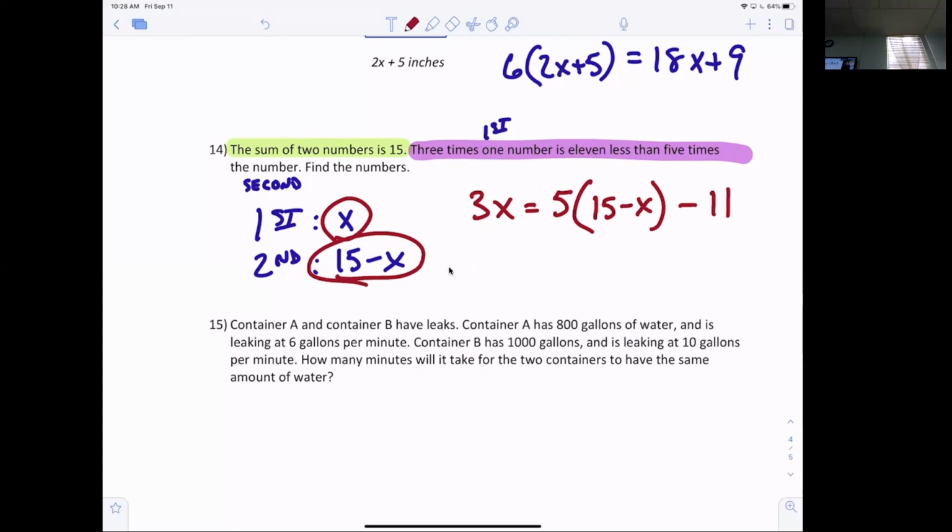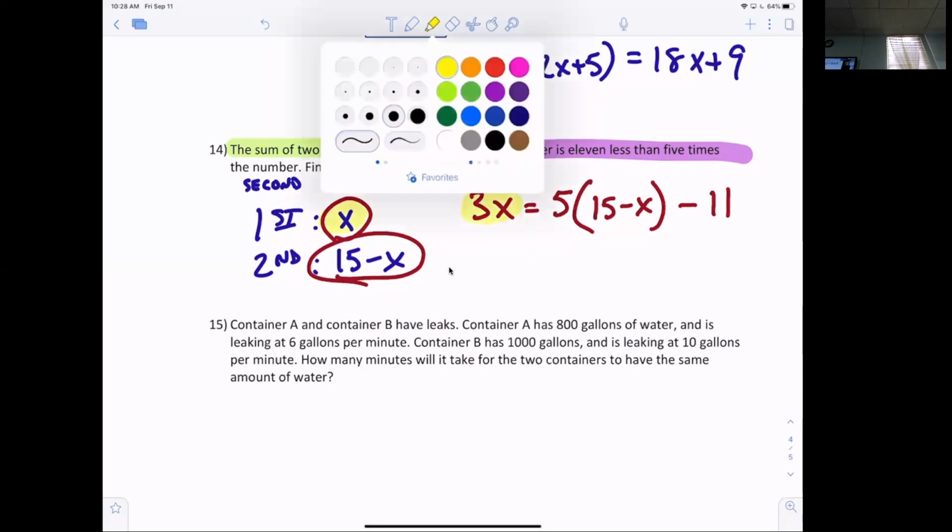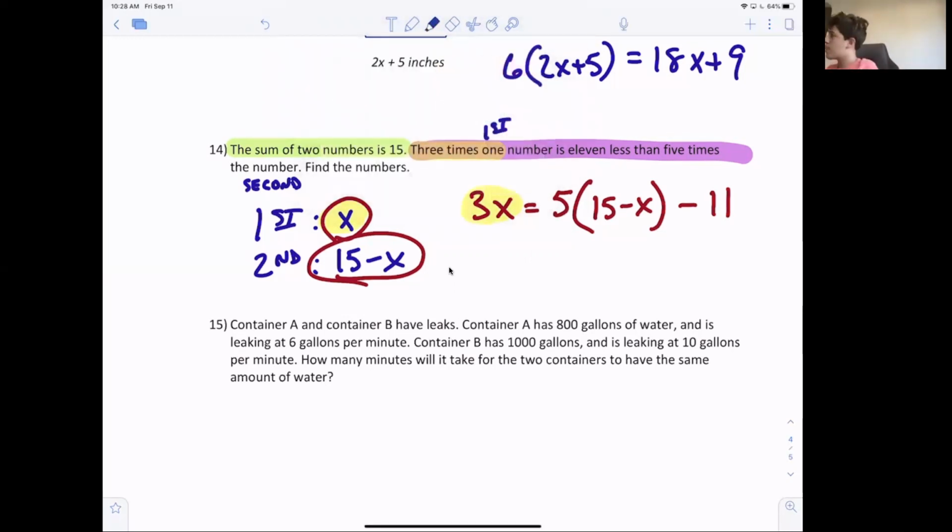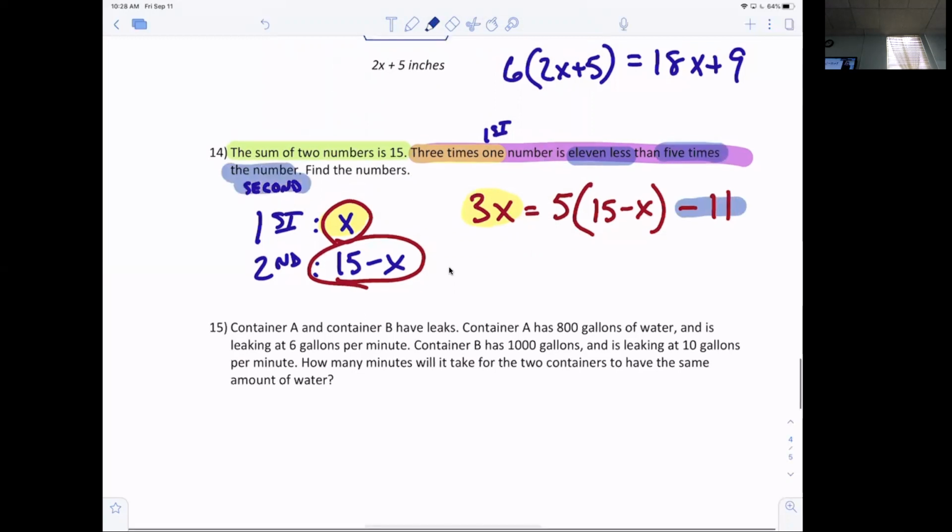I know that was tricky, so let's talk about it again. 3 times the first number, and the first number is x, so that'd be 3x. Now I have 11 less than 5 times the second number. So that's how I'm writing that part of the equation. I'm not asking you to solve it. Don't worry about solving it. Just look at it for a second and make sure you understand what I said.